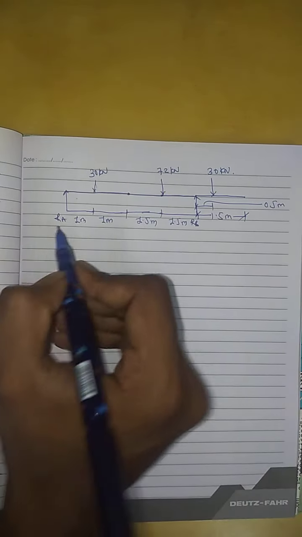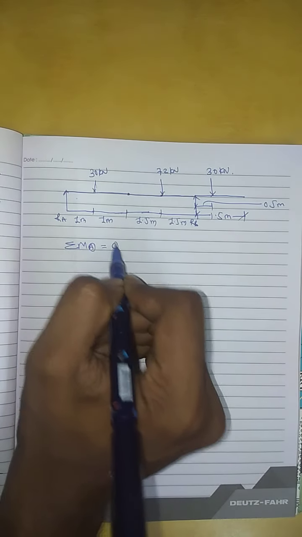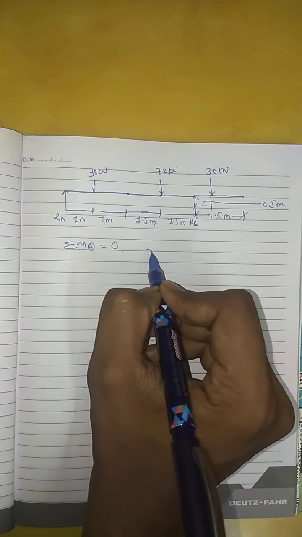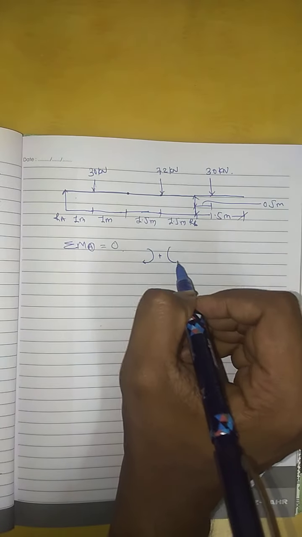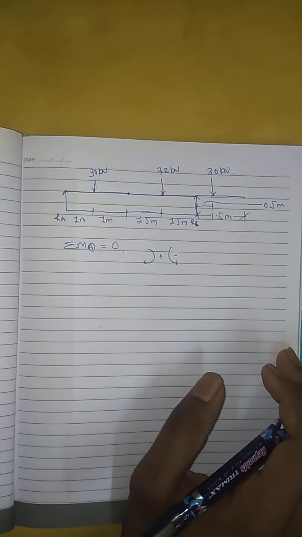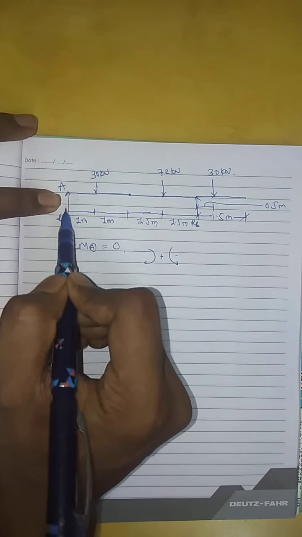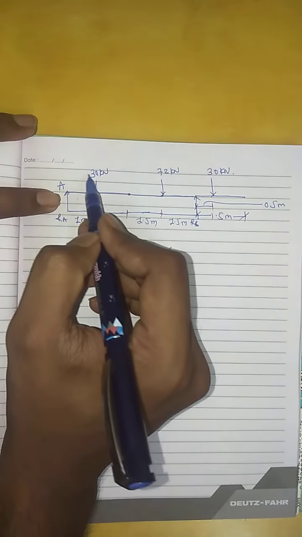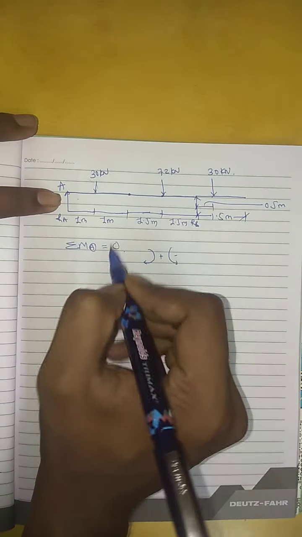So first you have to take the moment at A equal to 0. Moment at A: if it is clockwise, consider the sign positive; if it is anti-clockwise, consider the sign negative. Let's start from point A. The force RA is passing through A, so there is no need to consider it. Then 30 kilonewton, which is clockwise.